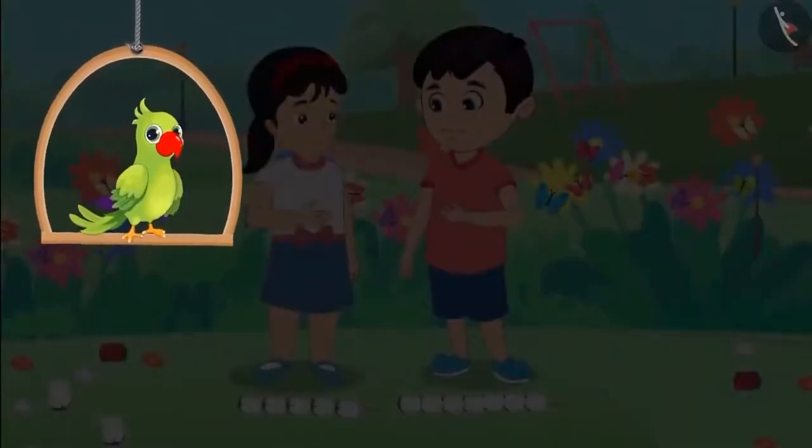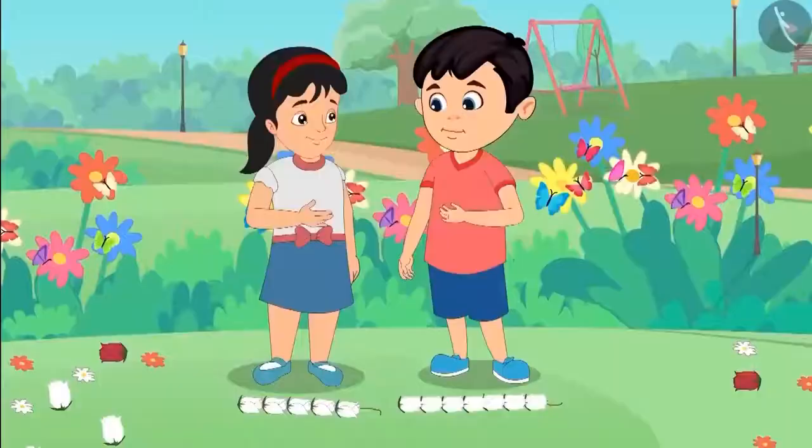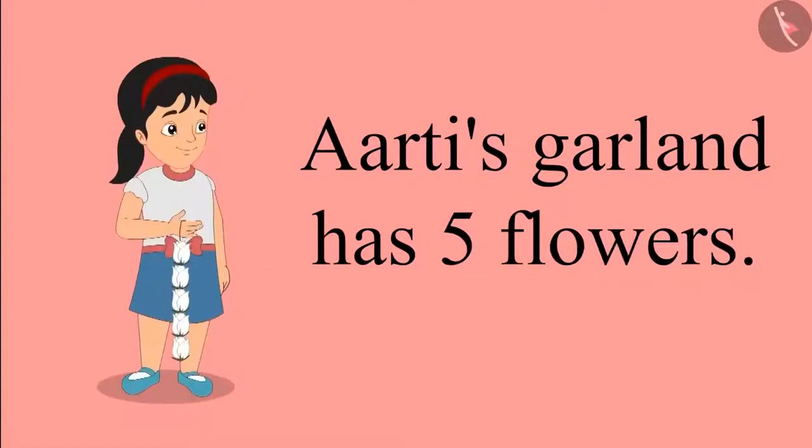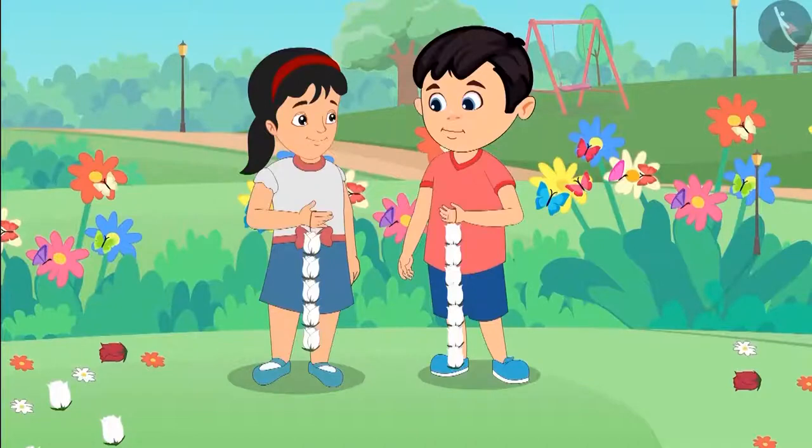Chotu and Aarti started making the garland of flowers. Chotu used 7 white flowers to make his garland. And Aarti used 5 white flowers in her garland. So children, can you tell us how many white flowers did Chotu and Aarti use in their garlands?